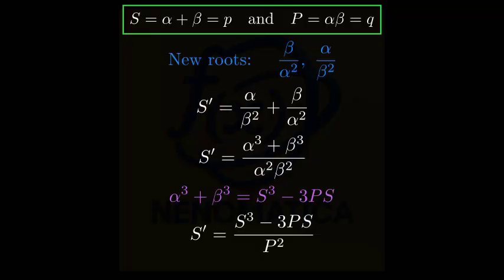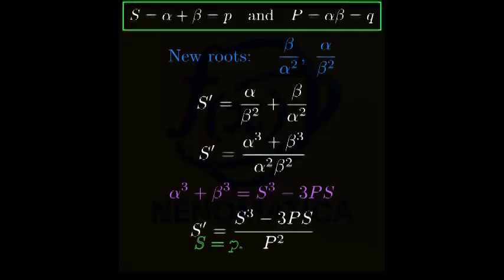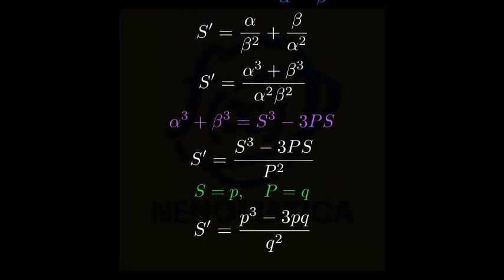Step 4. Use the symmetric identity for the sum of cubes. Alpha cubed plus beta cubed equals S cubed minus 3PS. Therefore, S prime equals S cubed minus 3PS all over P squared. Step 5. Substitute S equals p and P equals q from Vieta's relations. We obtain S prime equals p cubed minus 3pq all over q squared.